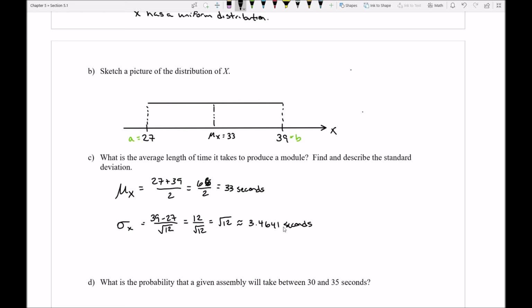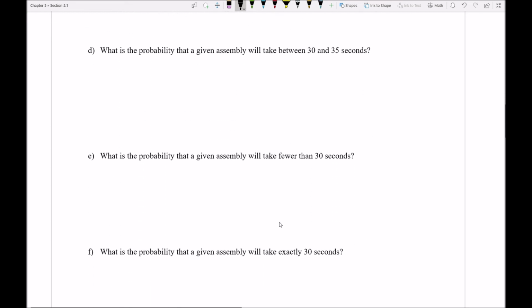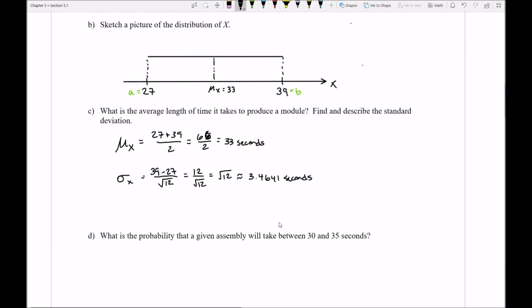Not very uncommon. So once I have all of these values down, it's going to be really, really easy to compute some probabilities. And to compute probabilities, we'll take a look at some questions like Part D and onward. But we'll actually do that in the next video.